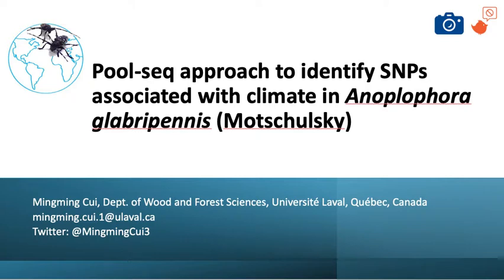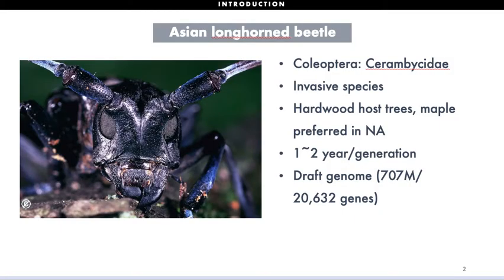Today I'm going to talk about some new work that I have been working on: Gene Environment Association to identify SNPs associated with climate in Asian longhorn beetle using a pooled whole genome sequencing approach. The Asian longhorn beetle, often abbreviated as ALB, is an invasive species which is native to China and South Korea and has been introduced to North America and Europe for decades.